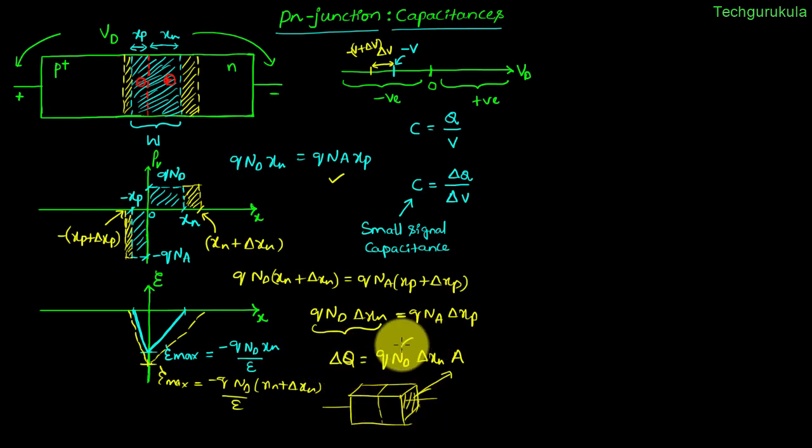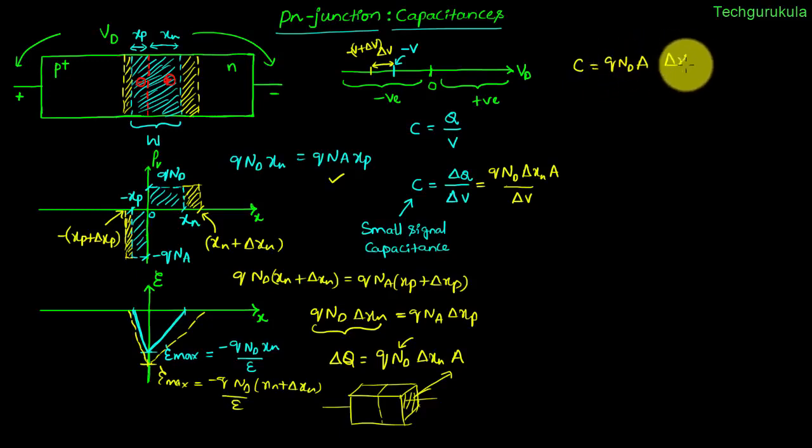Now let us look at the units. ND units would be number per centimeter cube, and del x would be centimeter, and A would be centimeter square. Centimeter cube gets cancelled, and we have Q times number, which means it tells the amount of charge changed because of the change in the applied potential. Now the C can be written as del Q is equal to Q nd del xn times A over del V. Now we can rewrite this capacitance C as Q nd A times del xn over del V.